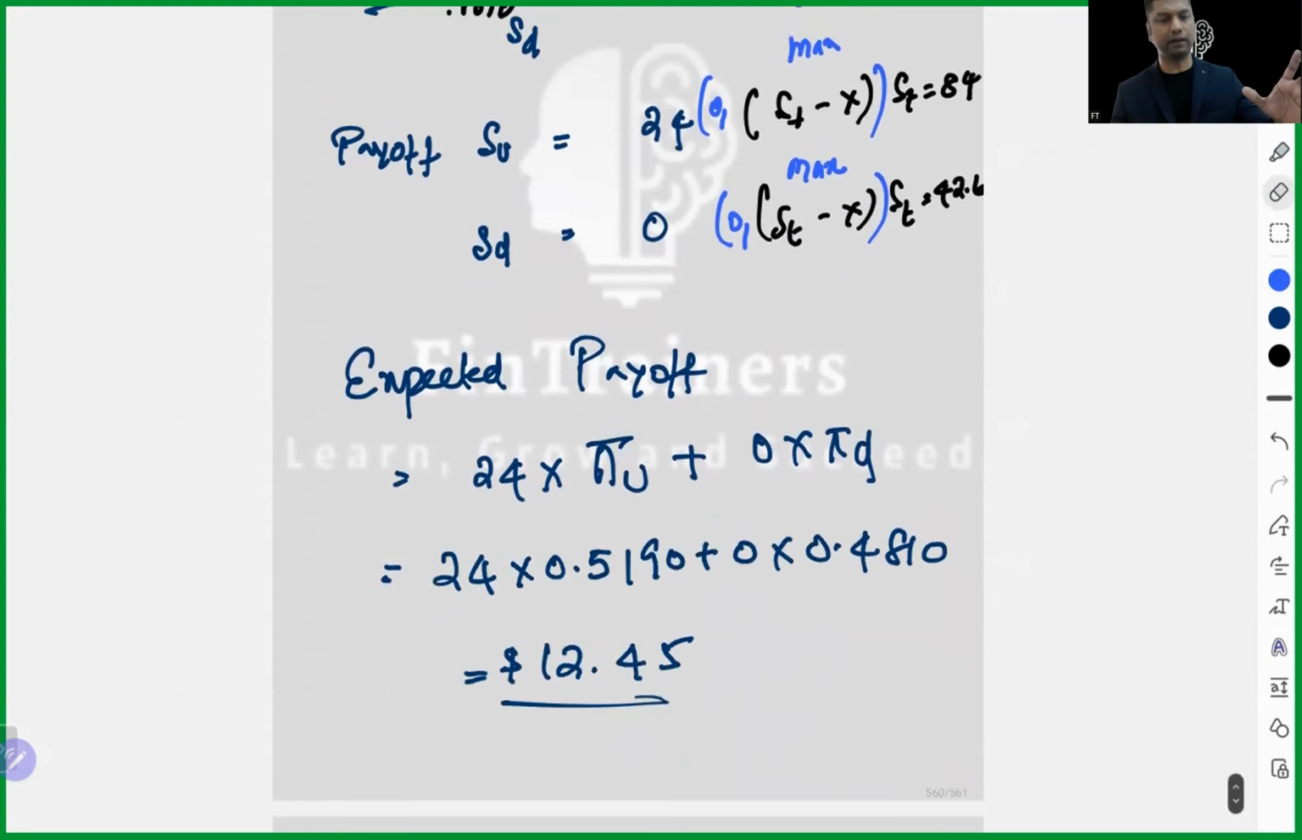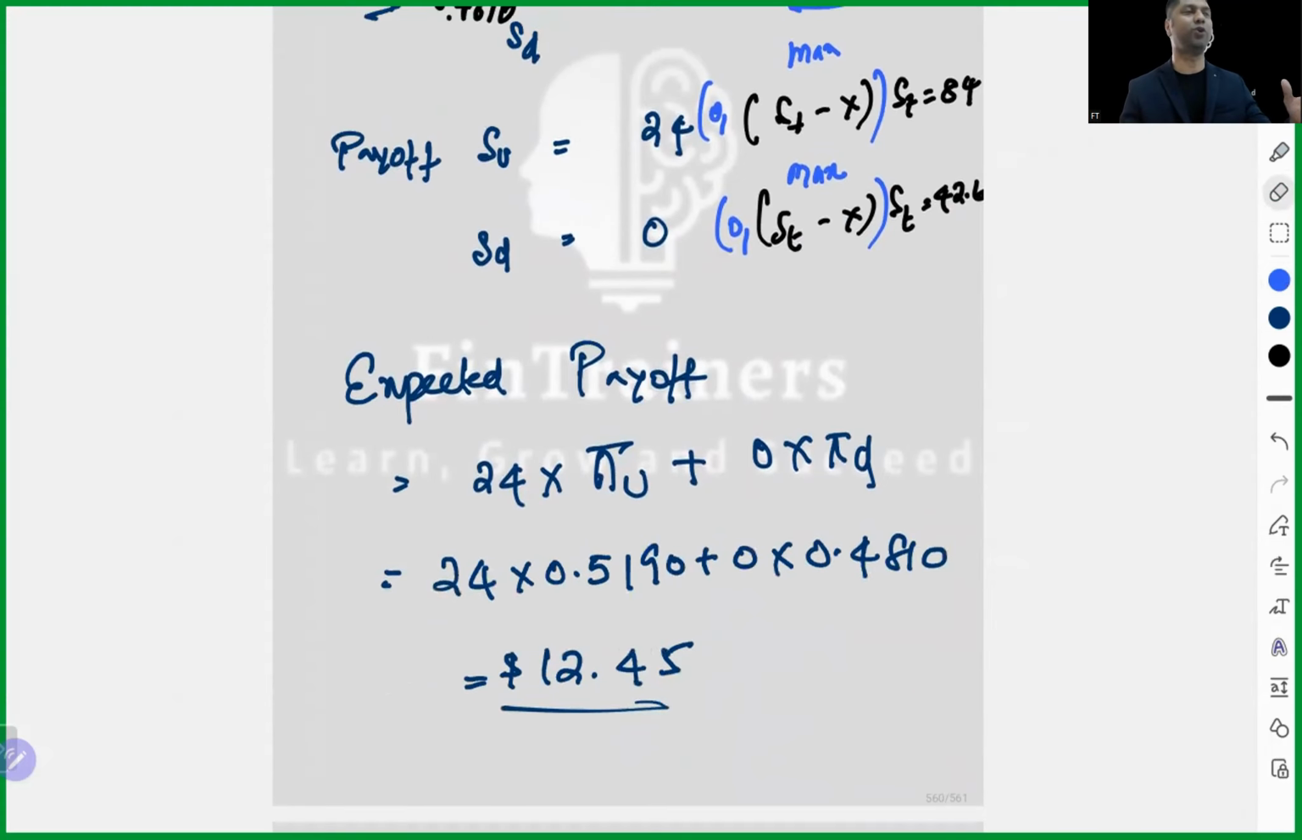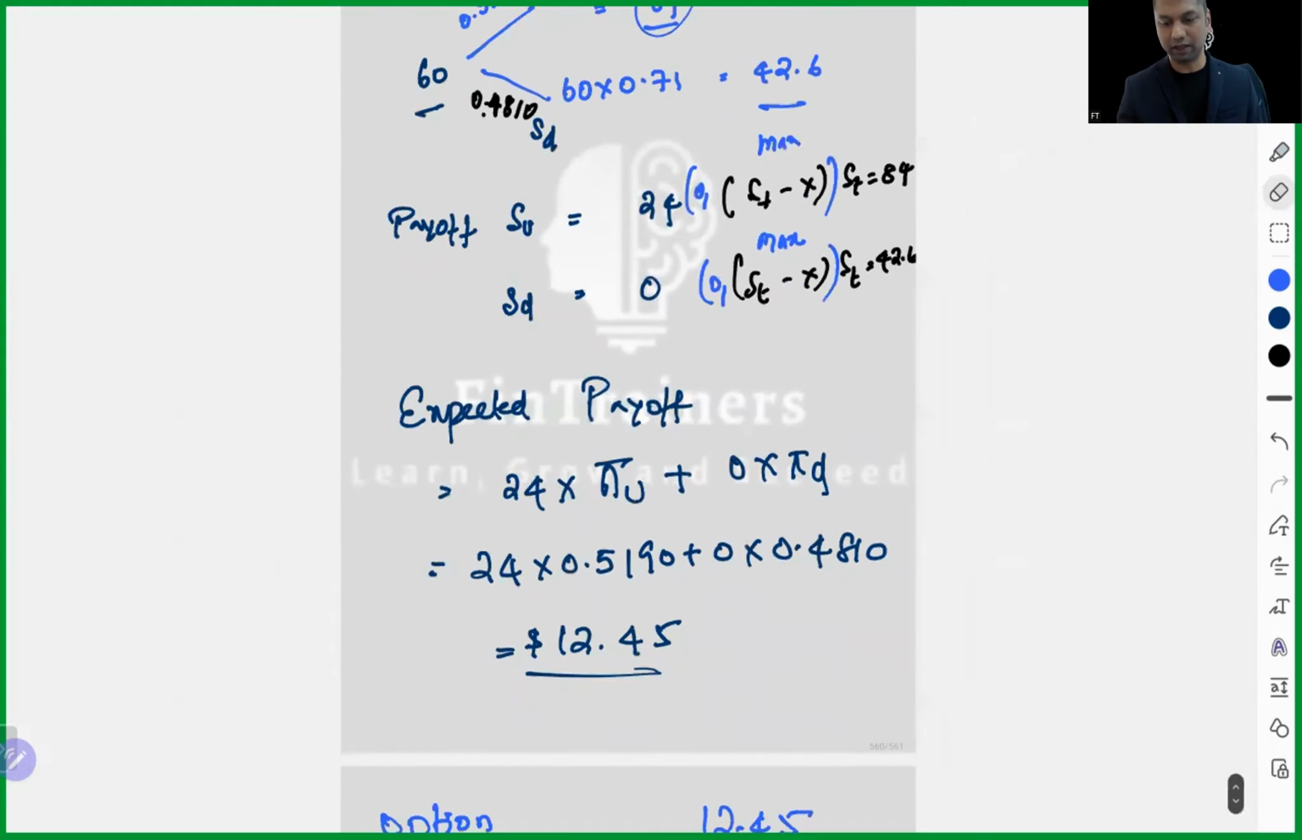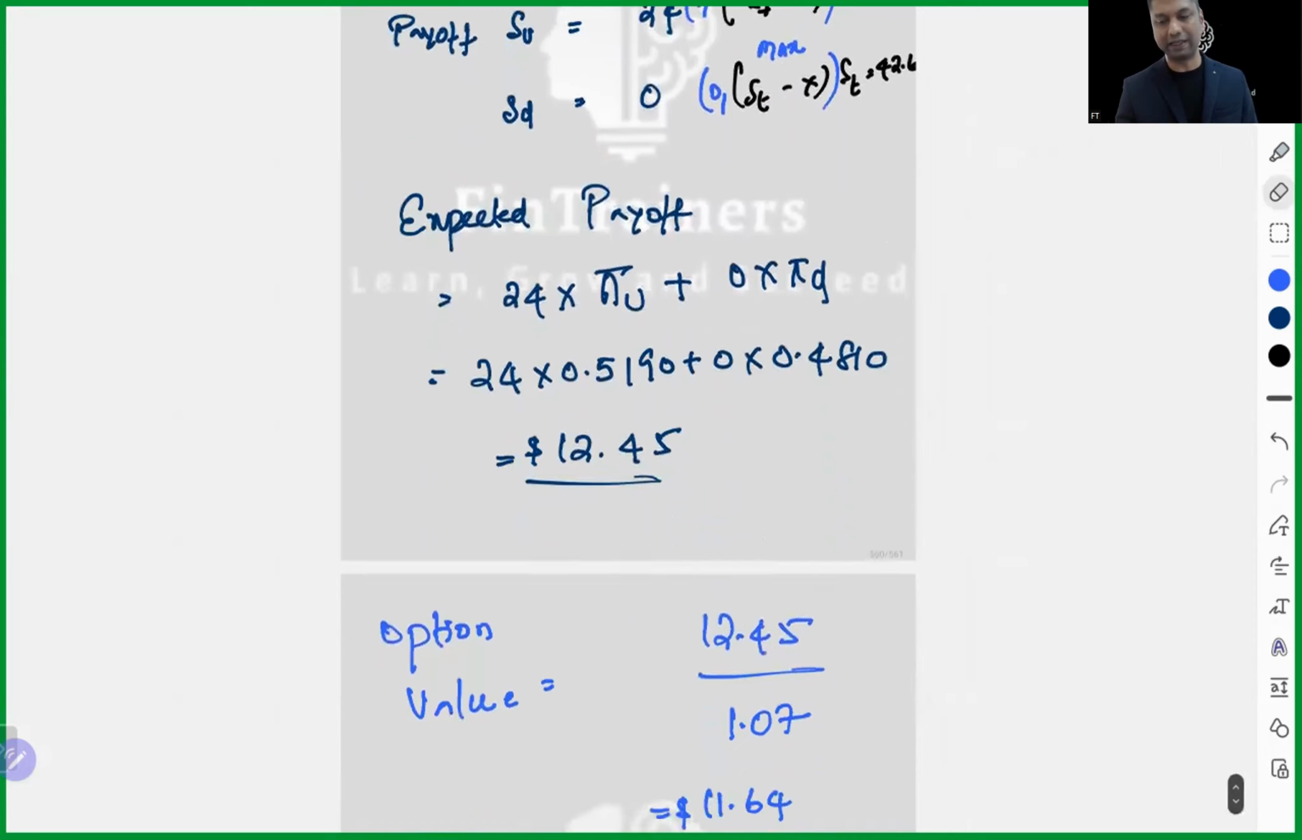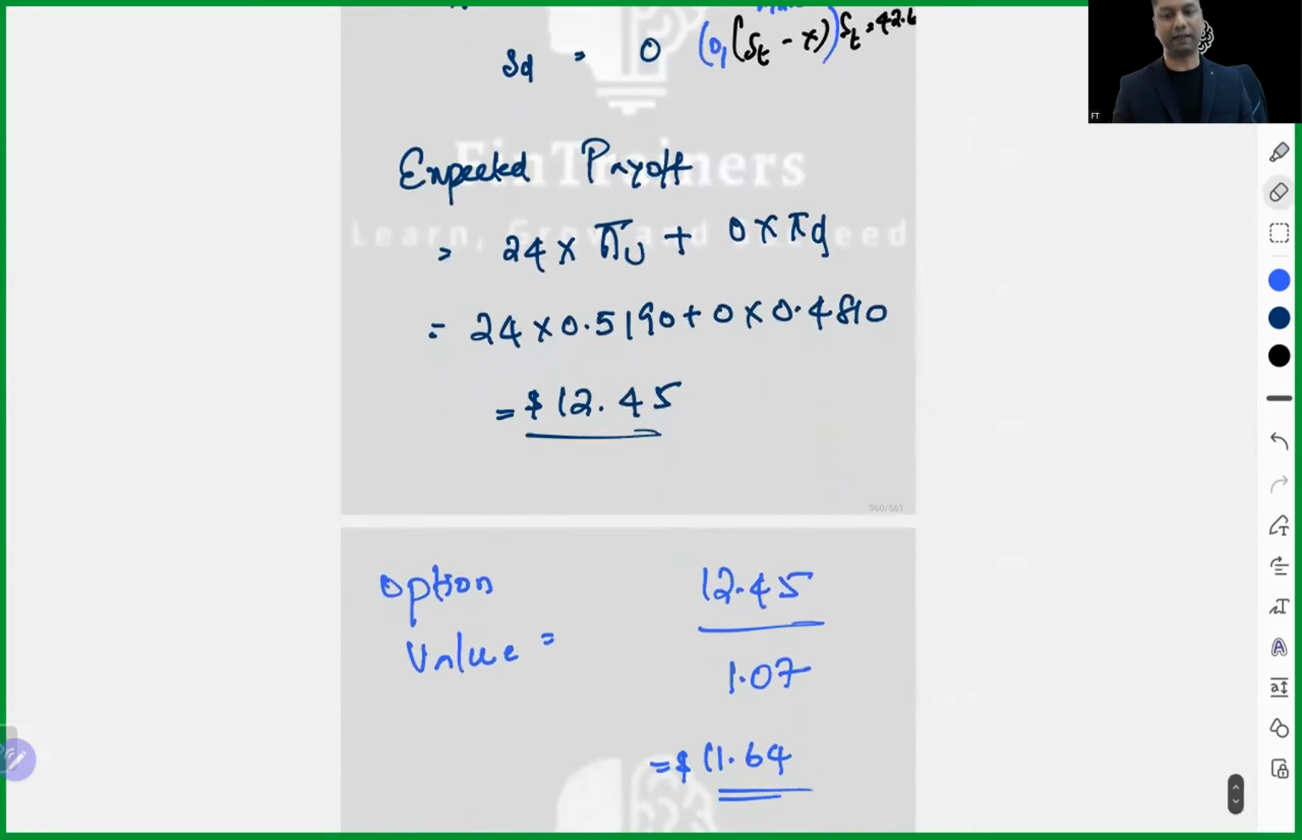Is this the option price? No, it is not the option price. Don't stop here. This is what I was saying. You have to discount this price to today's value. Fourth step is discounting. The option value is the discounted value of the expected payoff in the future.